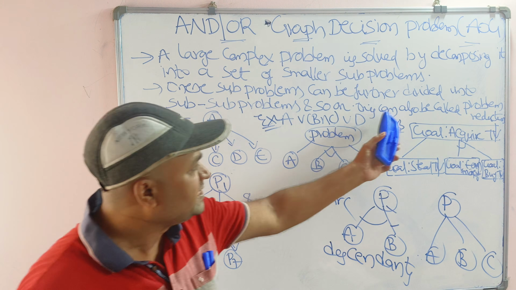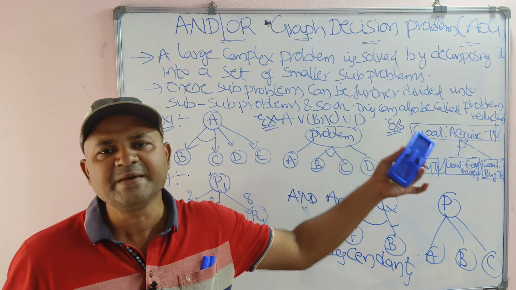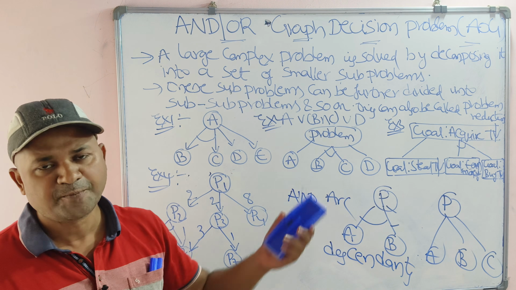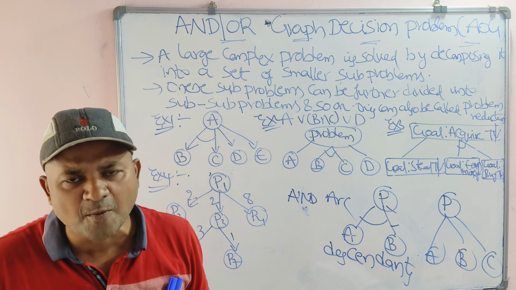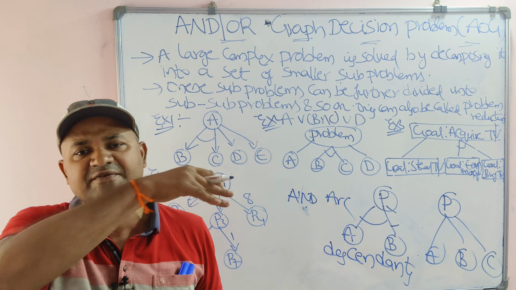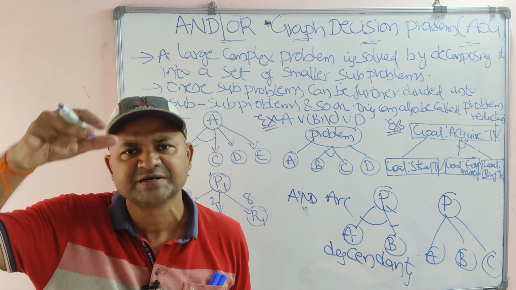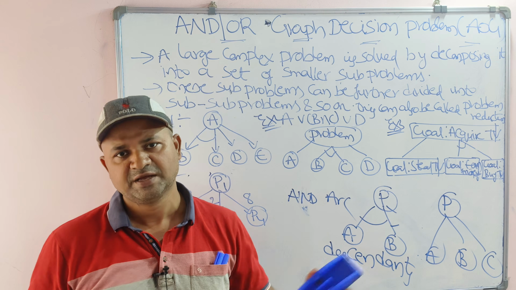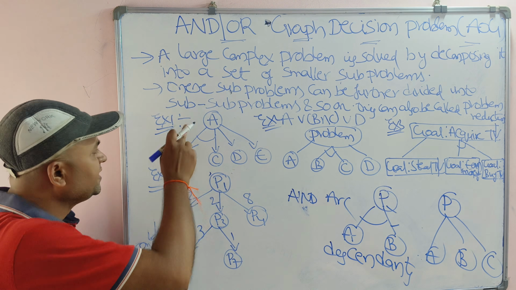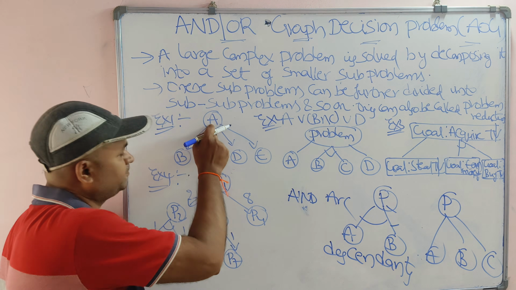This can also be called problem reduction. The name itself specifies the meaning. Problem reduction means reducing a large complex problem into several subproblems. If we solve those subproblems, then we will get the solution for the original problem. Let's see several examples.